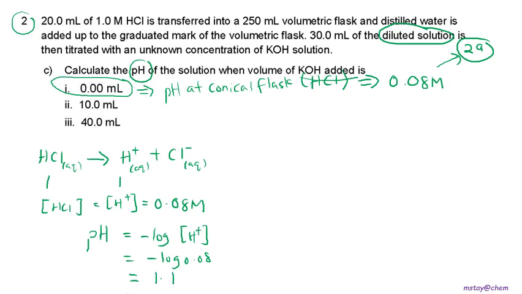As we already know, the pH meter often reads up to 2 decimal places. So it is okay if you put your answer as 1.10 as well.